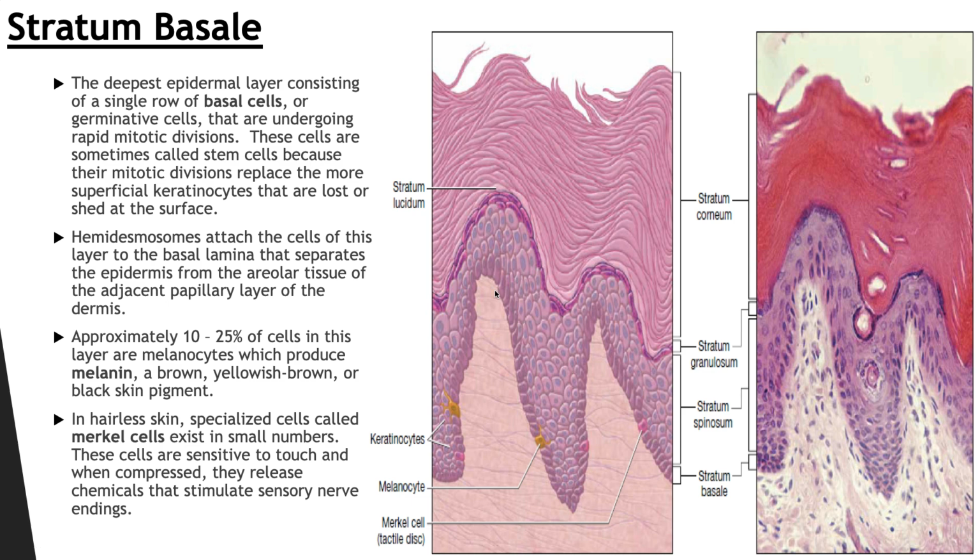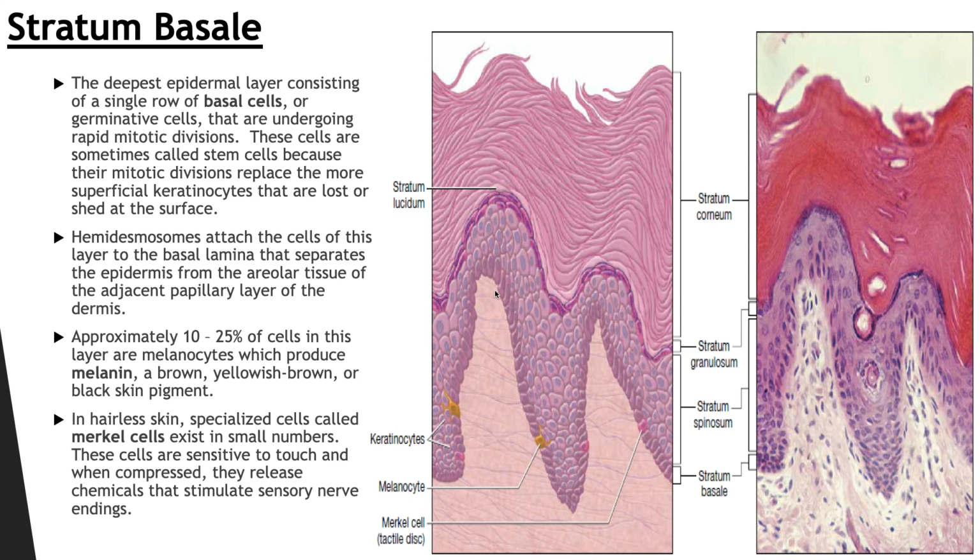You have hemidesmosomes in this section, so remember back to what those are in the tissue section. And these essentially attach the cells to this layer of the basal lamina that separates the epidermis from the areolar tissue of the adjacent papillary layer of the dermis. We'll get to what the papillary layer is in just a second.